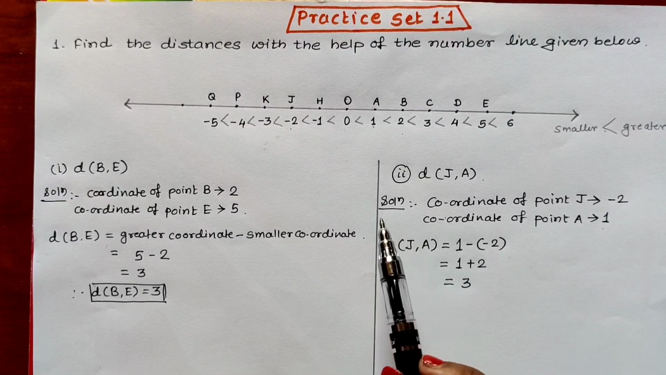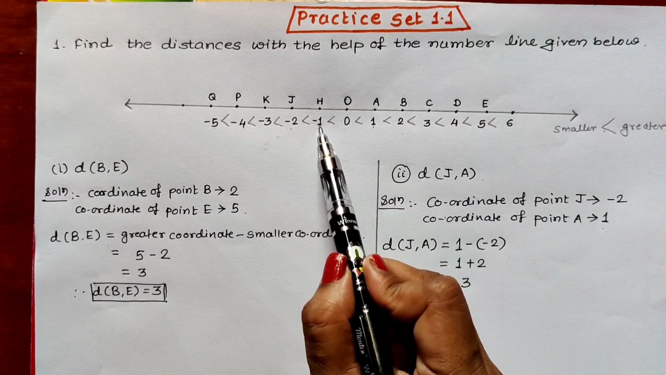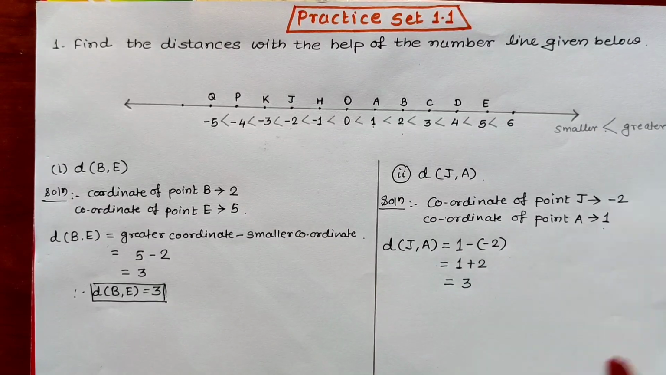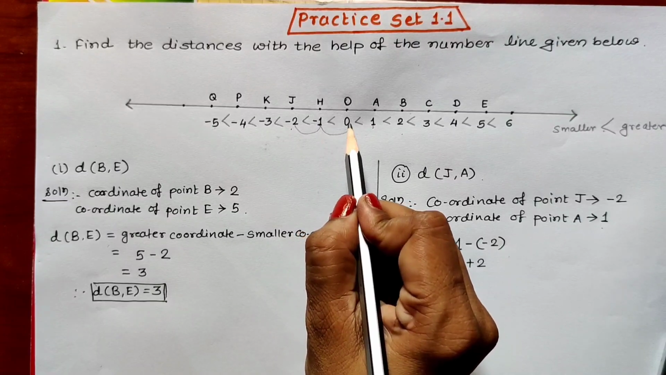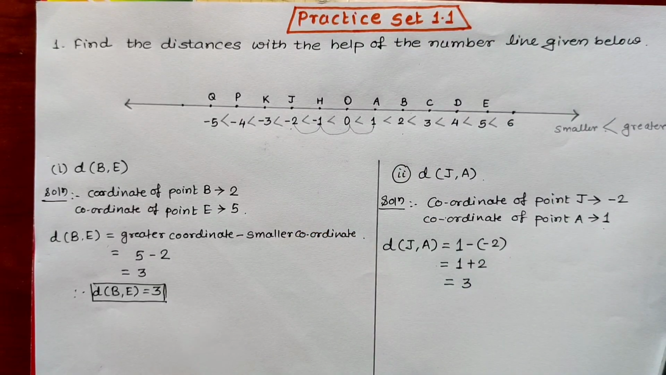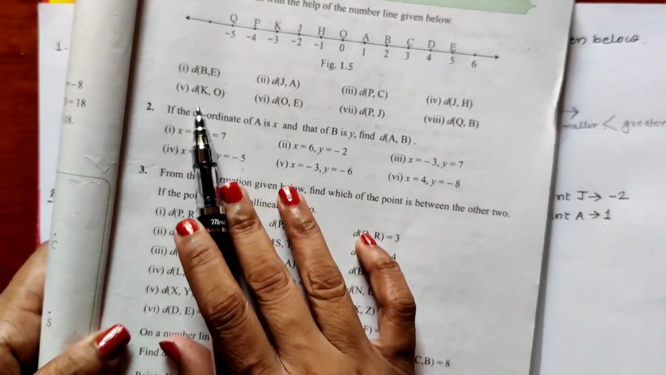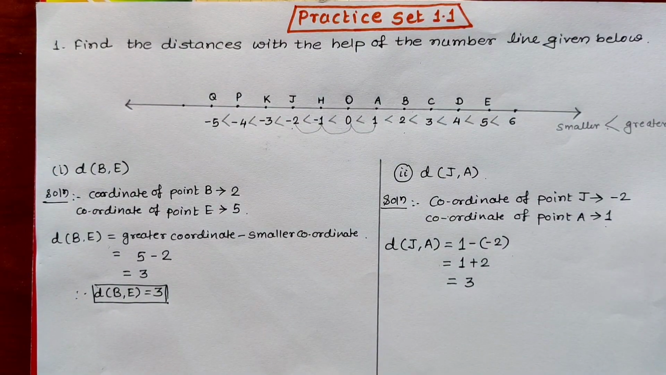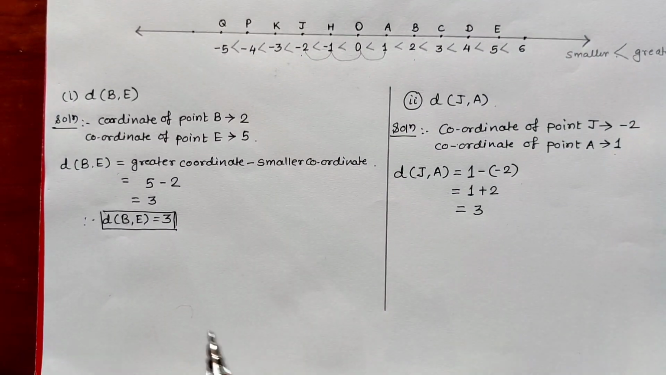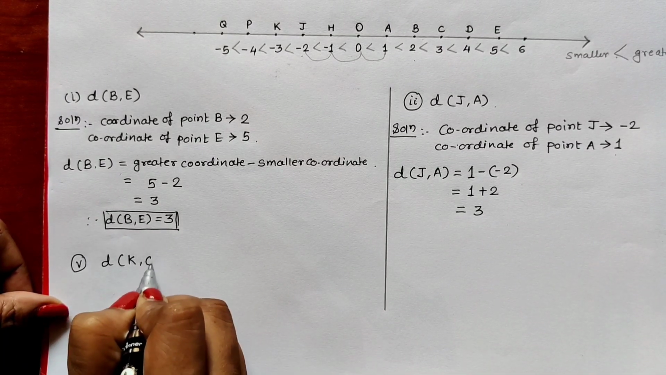So if you count the distance from J to A, it will be 3. See children, 1, 2 and 3. The distance from J to A, distance JA will be 3. In this way we can count the distance. Now let us solve one more sum. I will show you any one sum here. Okay, KO, we will find out KO, distance KO. This is fifth sum.